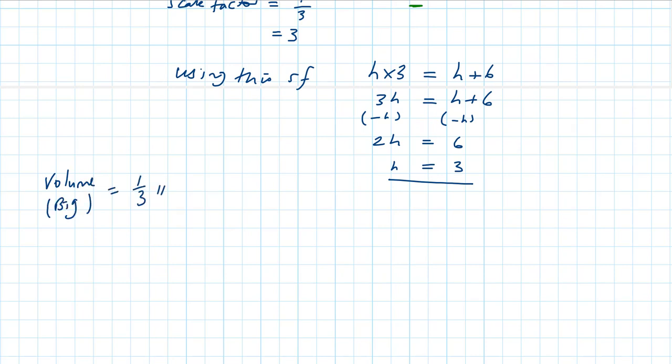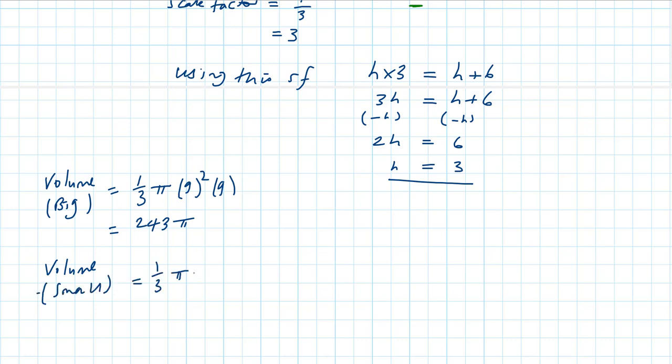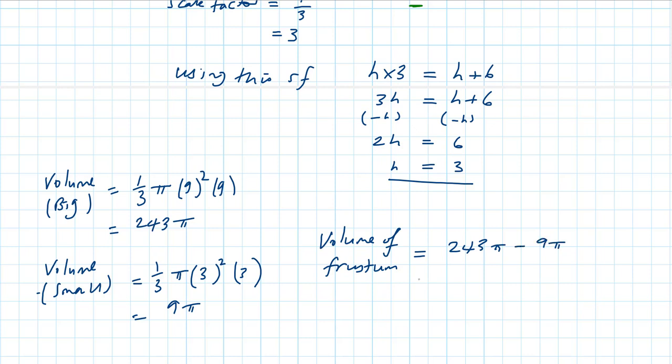The big volume we work out first: a third pi r squared h. Well, we know r was 9 and we know the height is also 9, and we can calculate that volume. Notice I'm leaving it in terms of pi. Work out the small volume, again a third pi, this time it's 3 squared times 3. That gives us the small volume, and therefore the difference between the two of them is going to be the volume of the frustum. And we can give our answer to whatever degree of accuracy we require.